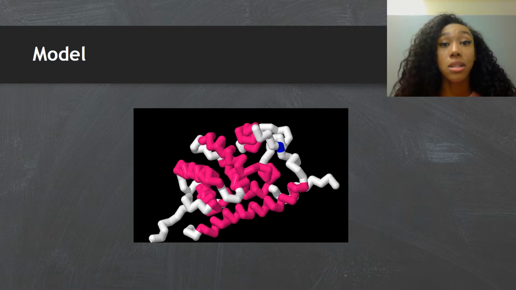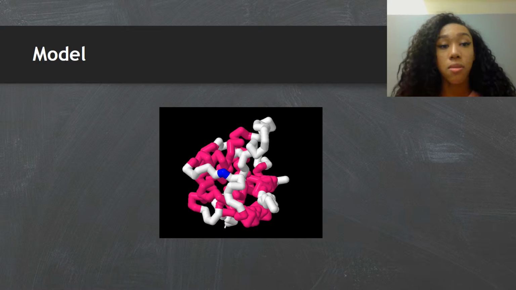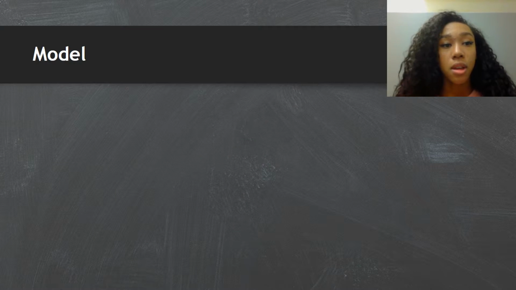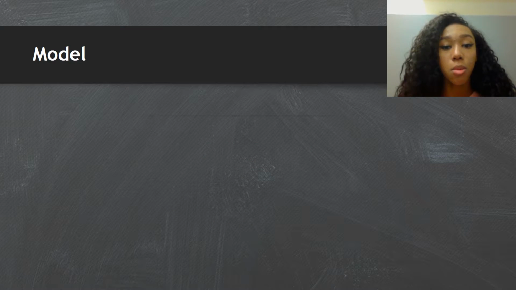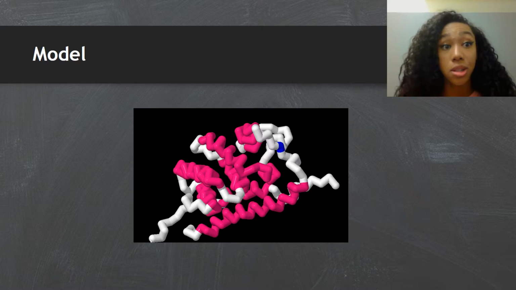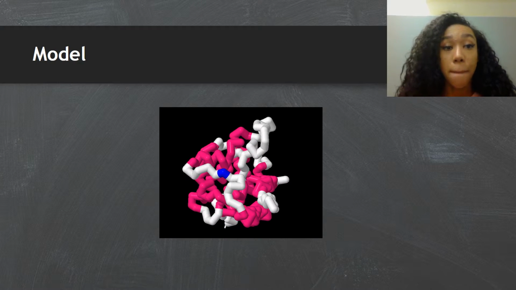By the way, DC is dyskeratosis congenita, which is a mutation I will explain further in a moment. So as you can see here, as I'm flipping through slides, there's a lot of alpha helices present in this protein. There's no presence of beta sheets, and as you can see here again, the active site is shaded in blue.